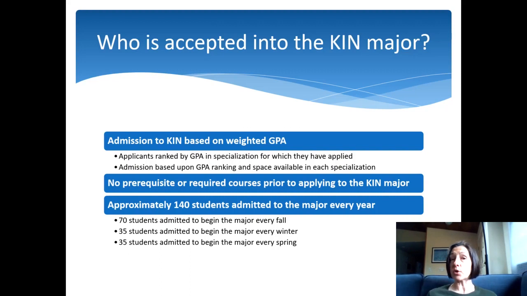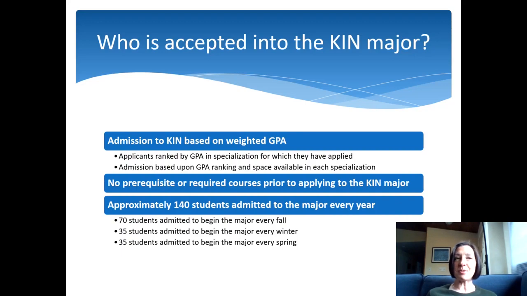If you have any transfer credits that you bring with you to Western, we'll ask that you please send me an unofficial copy of your transfer transcripts just so that I can review that information to determine if you would meet admission criteria to the major. Admission to the major is determined by GPA. So what we'll do is we'll calculate your weighted GPA, which is kind of a cumulative of all of your college GPAs. And then we will rank all of our applicants by that weighted GPA and the specializations to which they've applied. And then we extend offers of admission based upon how many spots we have available in the major in each of those specializations.